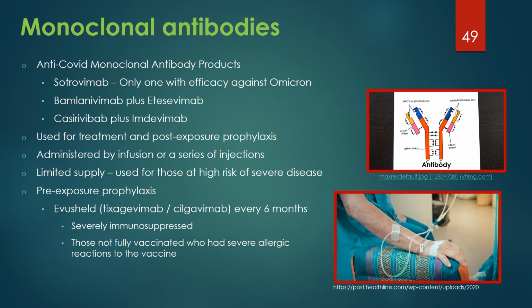They are administered by infusion or a series of injections. The supply of monoclonal antibody was often limited. Therefore, monoclonals were primarily recommended for individuals at high risk of severe disease. Pre-exposure monoclonal antibodies like Evusheld were used to prevent disease in individuals with significant immunodeficiency and those who were not fully vaccinated who had severe allergic reactions to the vaccine.